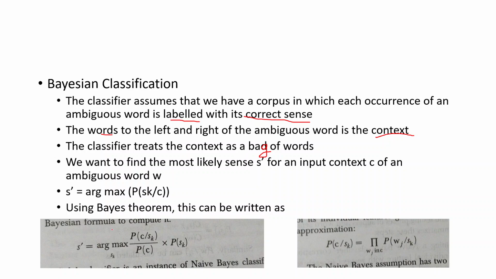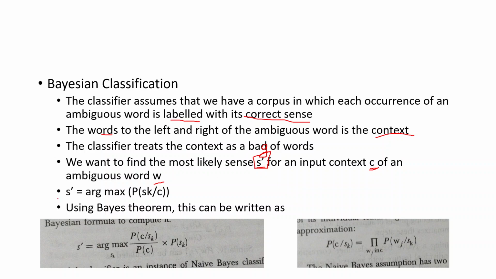Now, what we want to do is find the most likely sense S dash for an input context C of a word W. So we have a word W in a particular sentence or context C, and we want to find the most likely sense S dash. There can be multiple senses S1, S2, etc. From among those senses, we want to find which one is most likely, and we call it S dash.